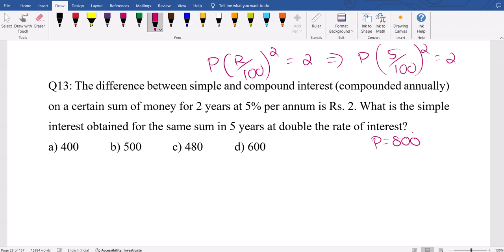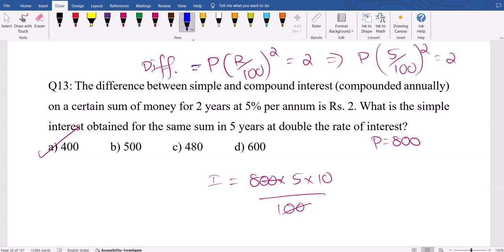Now simple interest for the same sum in 5 years at double the rate of interest. So for 5 years with double the rate of interest. Rate of interest previously 5, now it should be 10. You will get 400. Principal 800. Now interest will be 400. See this. This is the difference between simple interest and compound interest for 2 years.